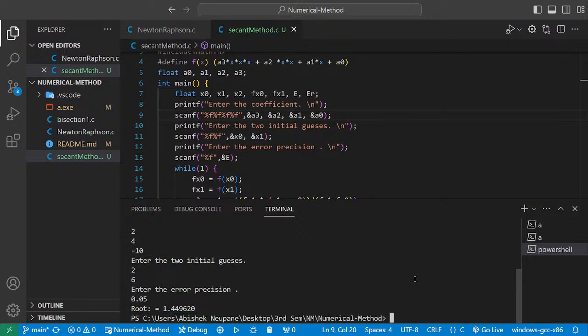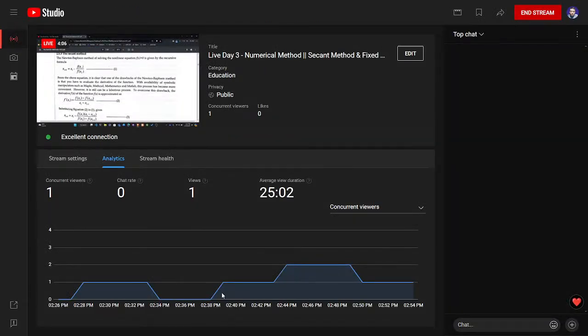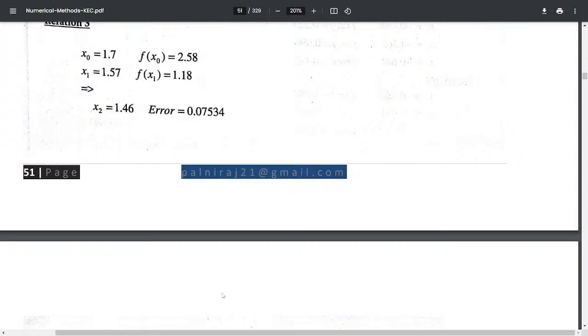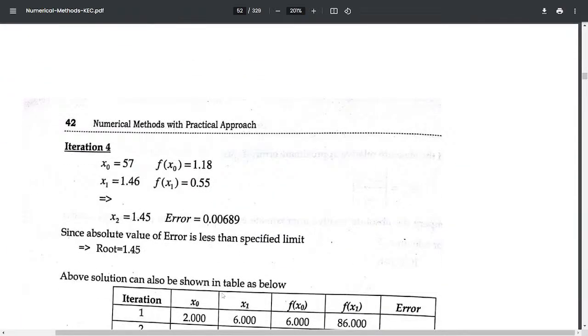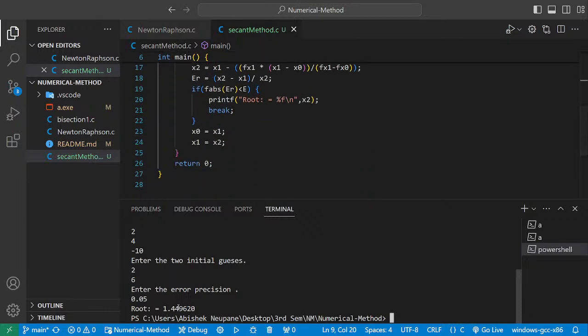Oh, okay. So we get our root 1.449620. Let's check. Okay, 1.45, and our root is 1.5. Oh, it's correct. Almost correct. Just a round of silly mistakes.